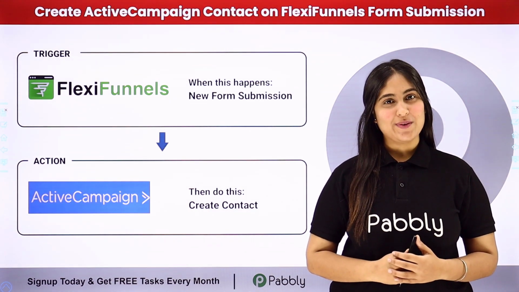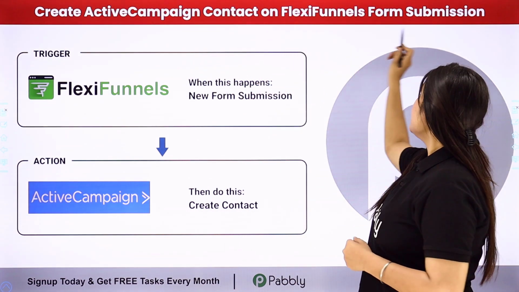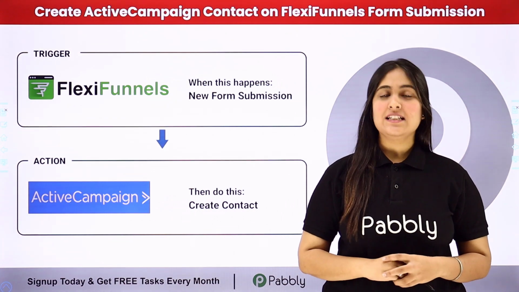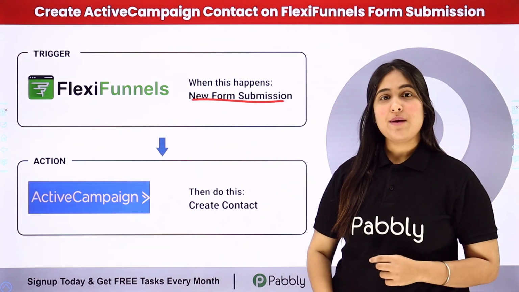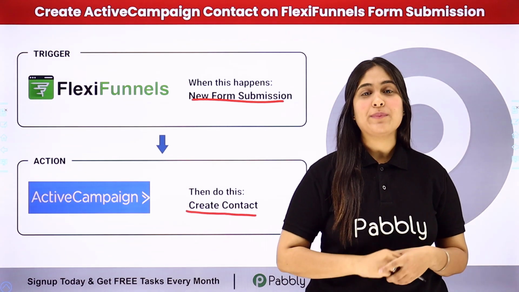So in this video we are going to learn how to create an Active Campaign contact on FlexiFunnels form submission. Here I've created a form in FlexiFunnels, and in this case I want that whenever a new form submission is made, automatically using those details, a new contact should be created in my Active Campaign account.